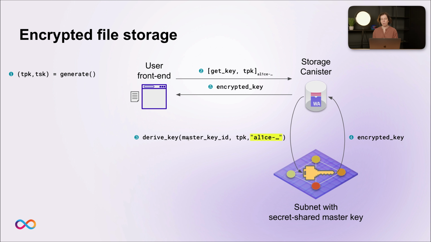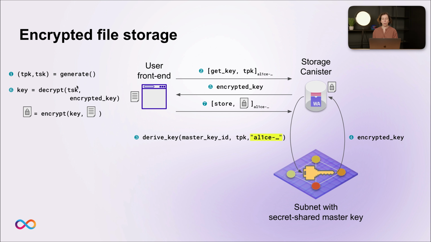You call the derive key method from the subnet, given your identity, which let's say is Alice in this case. The subnet derives the key, sends it to the canister. The canister sends the encrypted key to you. You decrypt with your transport secret key. You get the key out, and you can encrypt a file, which you then send to the storage canister. In the storage canister, your encrypted file sits there until you want to do something with it later.